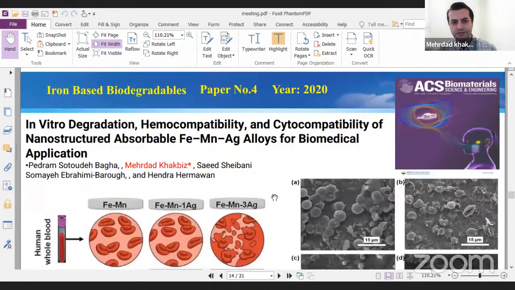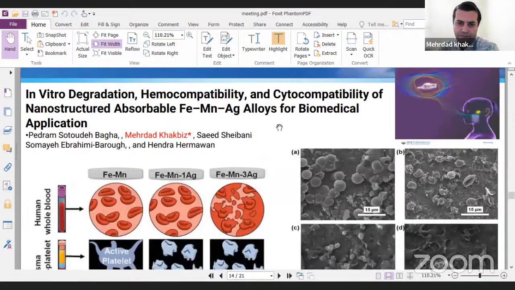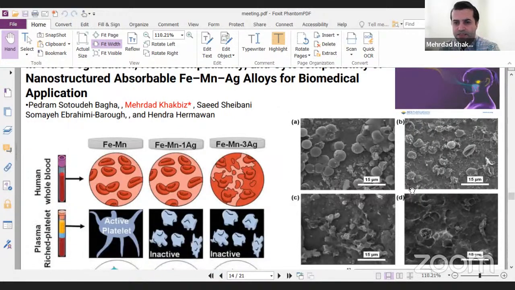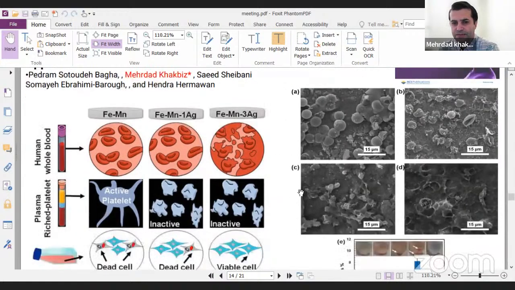So we continued research on these alloys, and we investigated the in vitro degradation, hemocompatibility, and also other properties. And we saw that by using this structure, for example in stent application, the blood cell attachment is minimum. For example, here the nanostructure biodegradable alloy has the minimum for this type of structure.